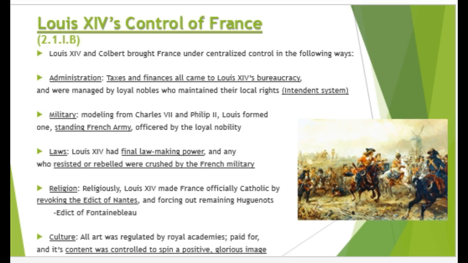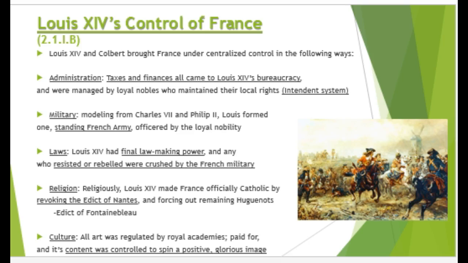Laws. Louis XIV had final law-making power, not the Estates General, which is the parliamentary body of France. Anyone who resisted or rebelled would either be crushed by the French military or be taken care of at the local level by the judicial power of the intendant.